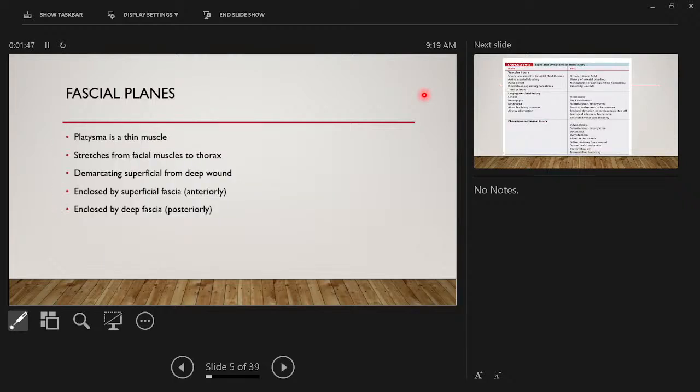The facial planes. It is divided into superficial and deep facial planes by the muscle platysma. Anything above the platysma is superficial, and what is below is deep, which is divided into two. The platysma is enclosed by fascia, anteriorly by superficial fascia and posteriorly by deep fascia.